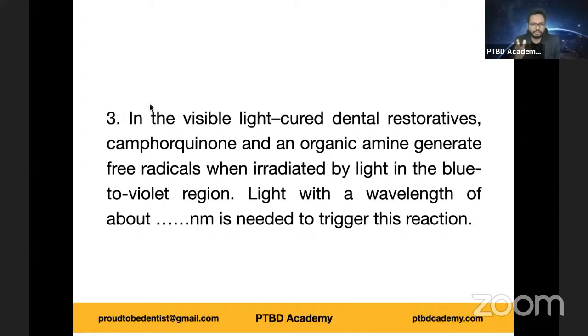And do make a note of your scores, and as you know, you can declare your scores by the end of the session. So in visible light-cured dental restoratives, camphorquinone and an organic amine generate free radicals when irradiated by light in the blue to violet region. That's your hint. Light with a wavelength of about dash nanometers is needed to trigger this reaction. So which value would you place it? As I said, if your answer is close to the given value, then we'll be awarding you plus 10. We're very liberal in this session.